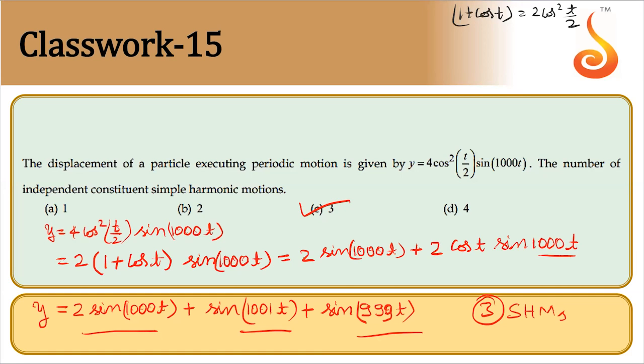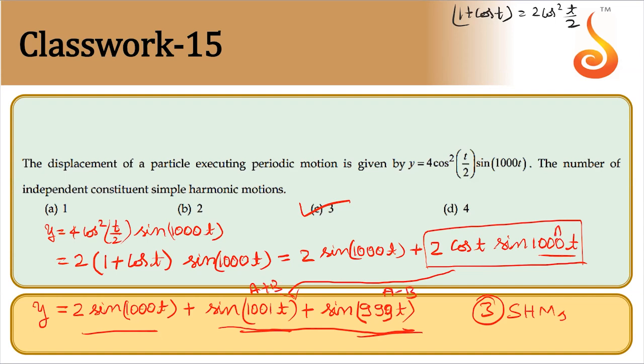Hey, that's a trigonometry formula, man. 2 sin A cos B is sin of A plus B plus sin of A minus B. Transformation formula. This becomes these two terms. This is A plus B. This is A minus B. This is A, this is B.